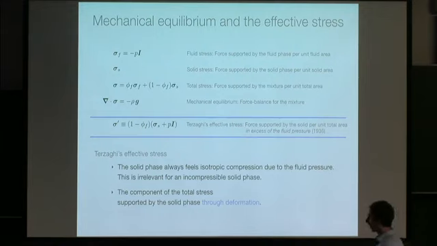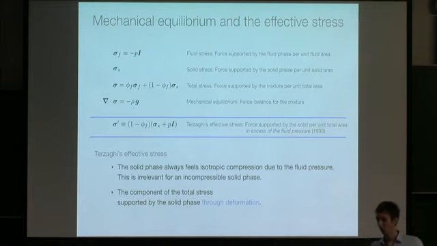So the idea is that the effective stress is the component of the stress in the solid that's related to the deformation of the solid. So there's also an isotropic compression within the solid skeleton because of the fluid pressure, and this doesn't do anything with regard to deformation if your solid constituent is incompressible.